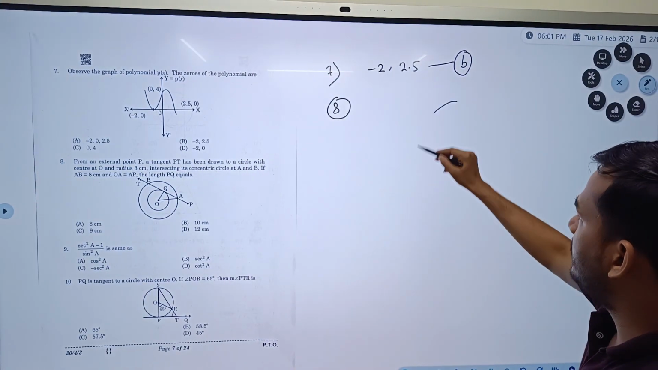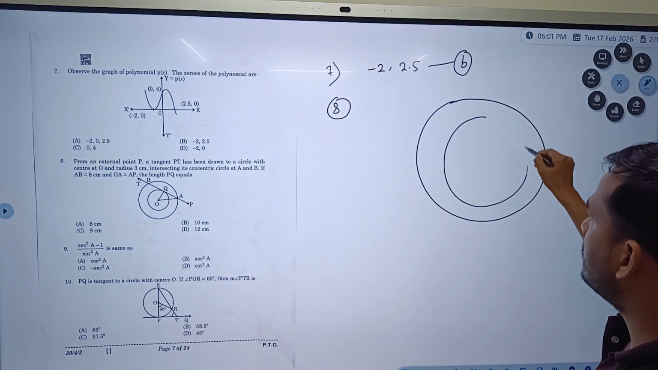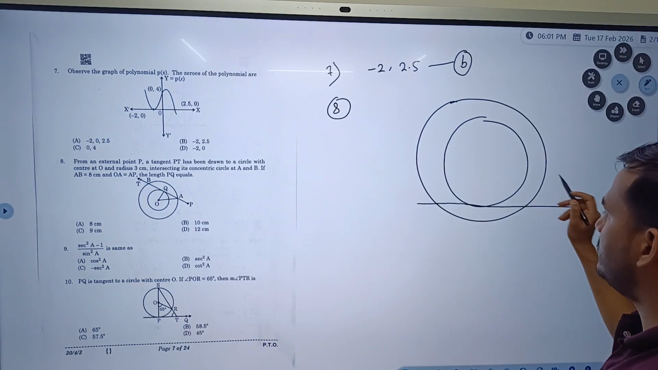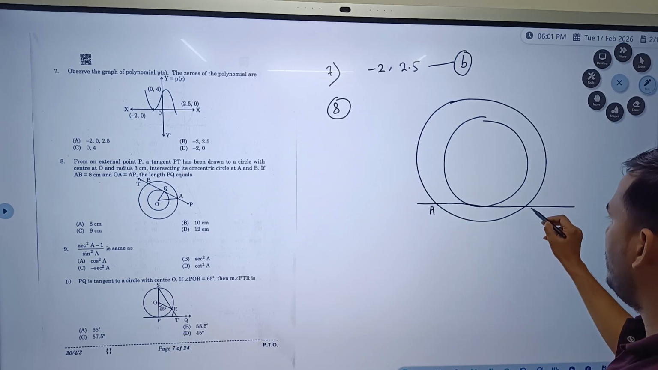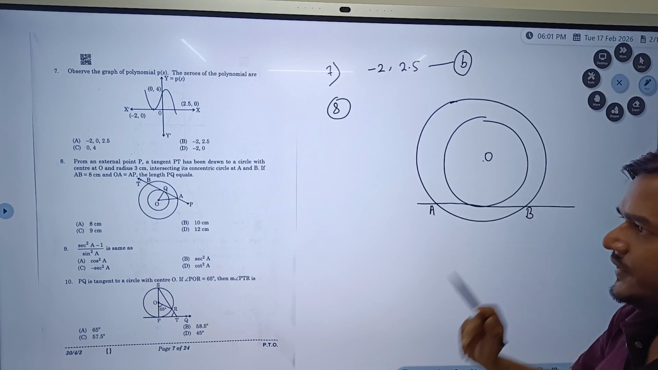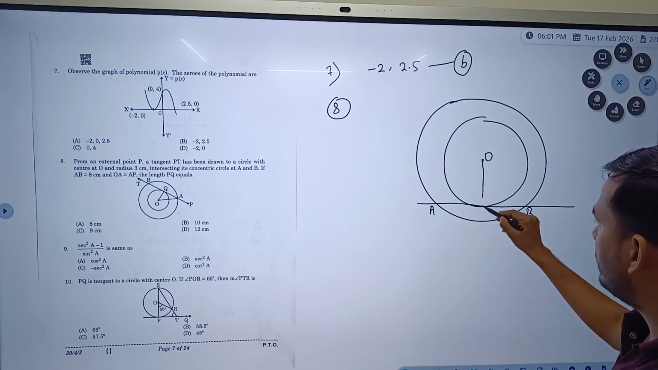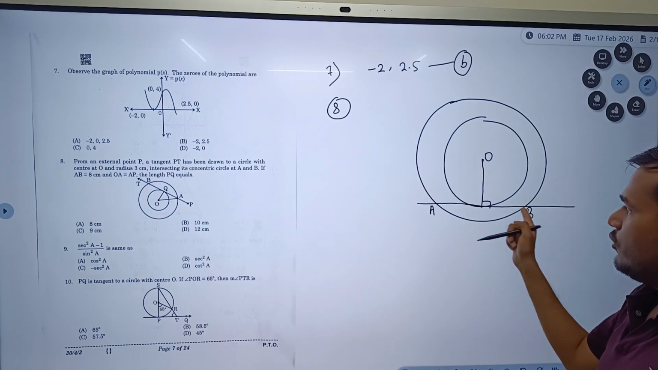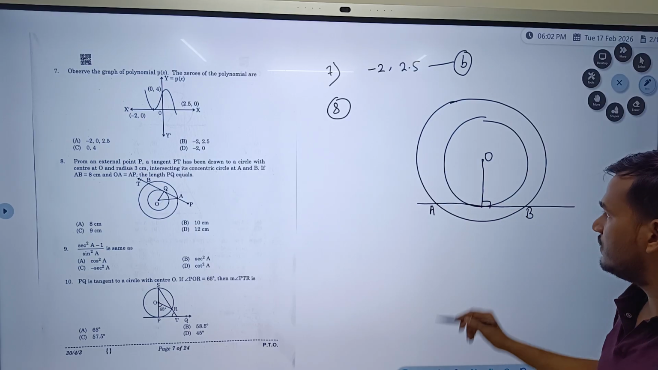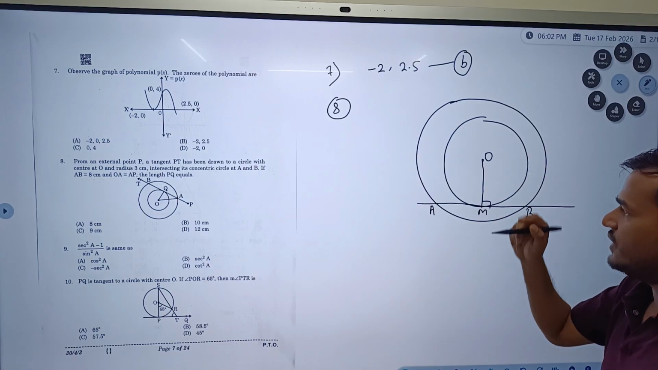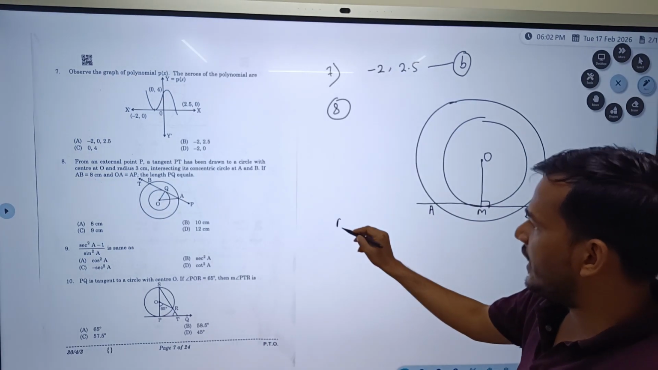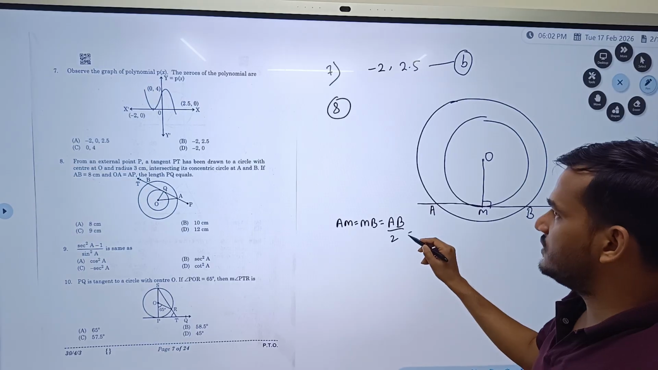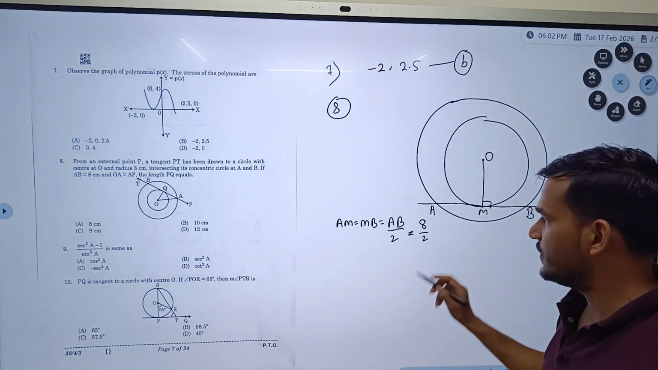We'll draw the diagram again. There are two circles which are concentric. The tangent to the smaller circle is intersecting the bigger circle at point A and point B. O is the center of both circles. Now we know that the radius intersects the tangent at a 90-degree angle. So this is perpendicular. Now AB is a chord of the bigger circle. So the perpendicular from the center will bisect the chord. So we know that AM is equal to MB, that is half of AB. This is equal to 8 by 2 or 4 centimeter.